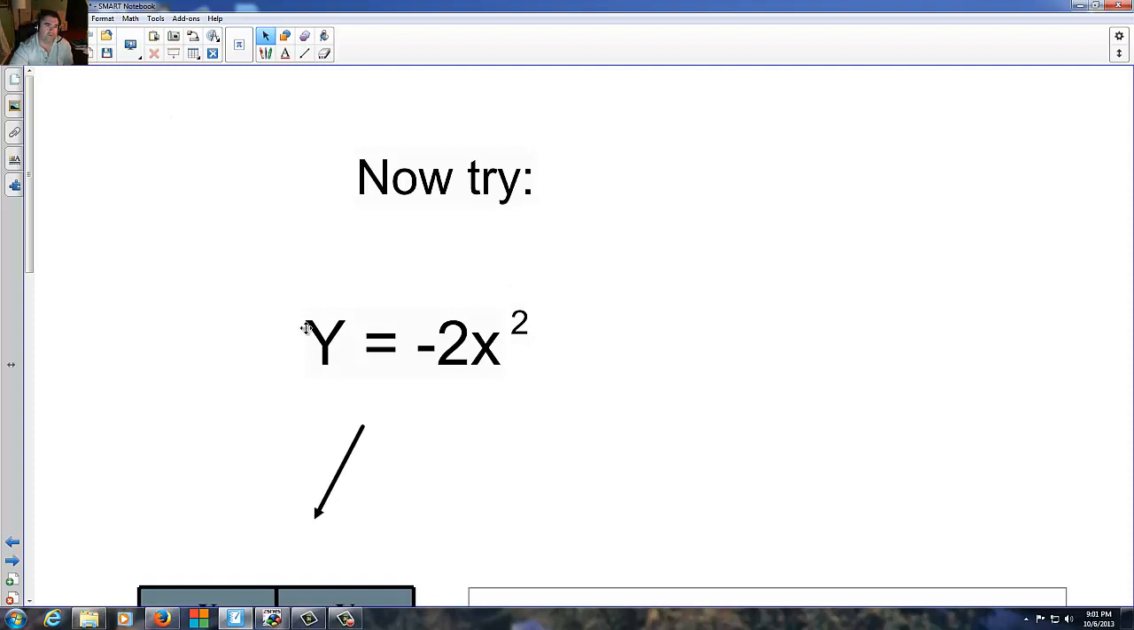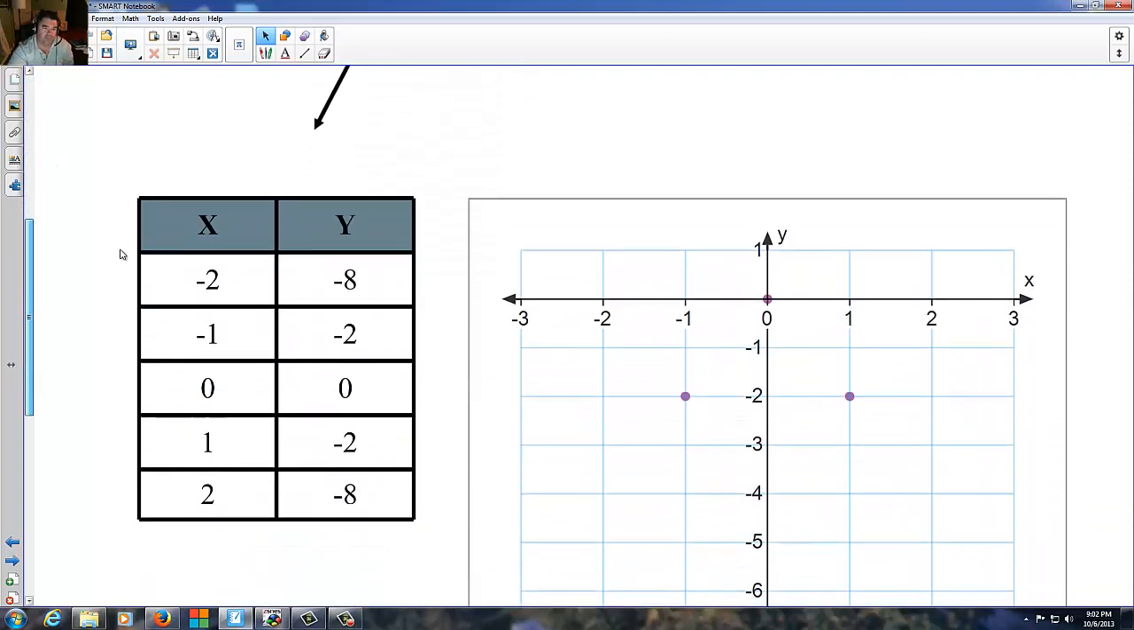Now you try. Y equals negative 2x squared. Here's a hint. Instead of going up, it's going to go down. Go ahead and try. Let's see how you did. I plugged in the easiest numbers in the world, negative 2 to positive 2.